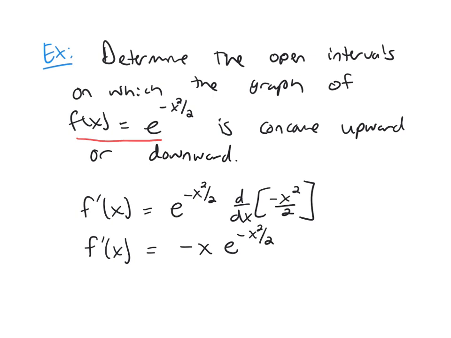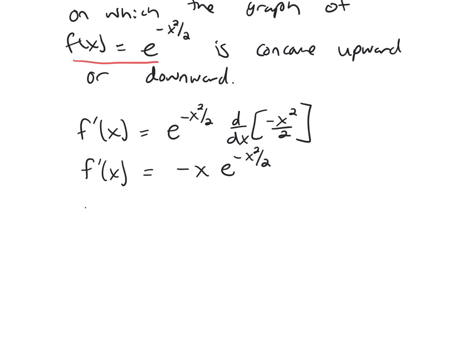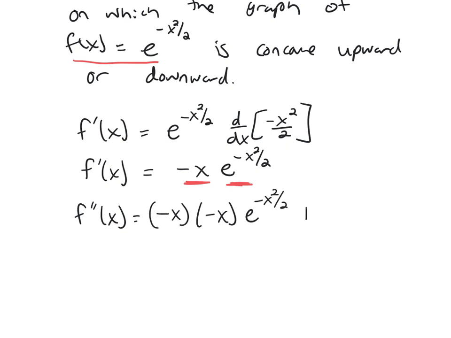And because we're talking about concavity, I actually need the second derivative, not the first one. So we're going to have to take another derivative. Now we have to use the product rule because we have two terms being multiplied. So copy the first one down, negative x. The derivative of e to the negative x squared over 2 was negative x e to the negative x squared over 2. The derivative of negative x is a negative 1.